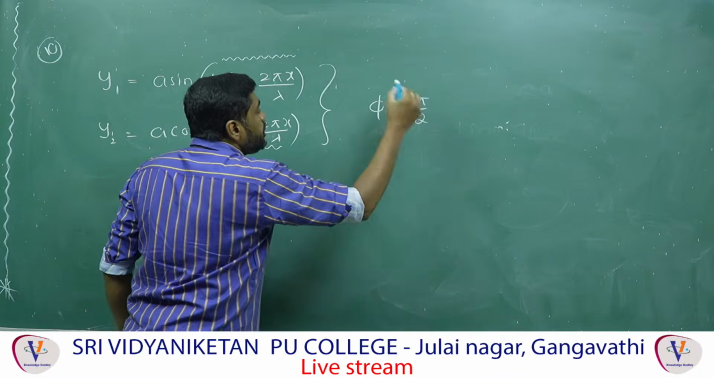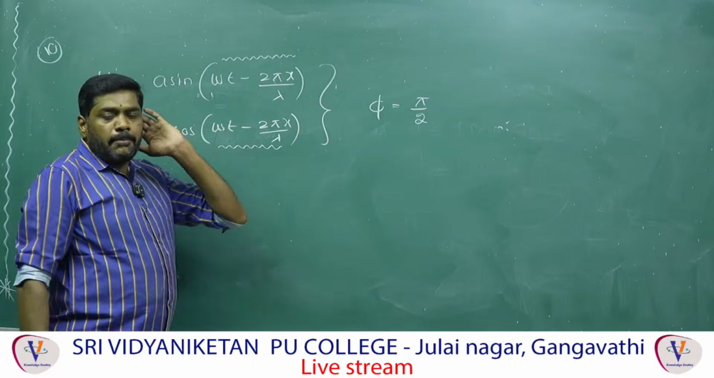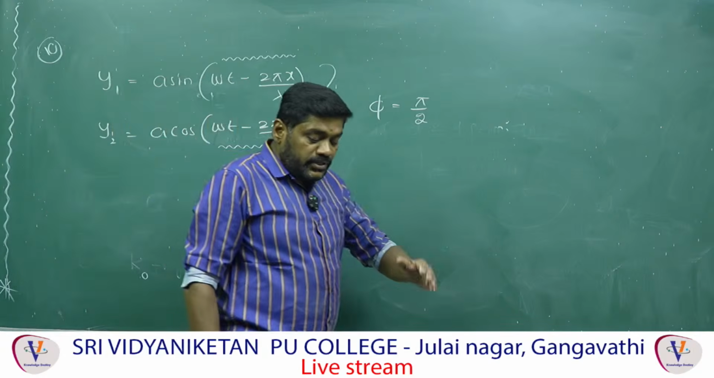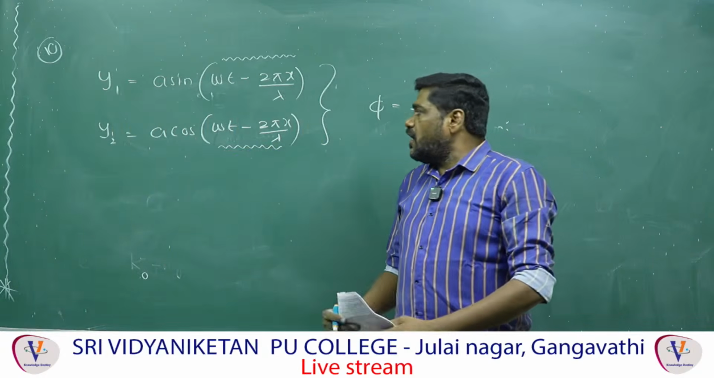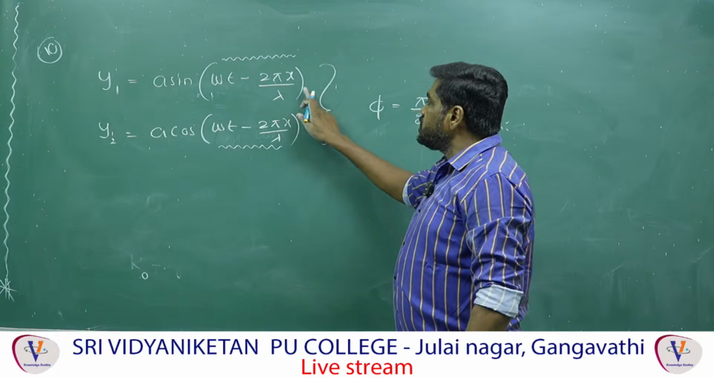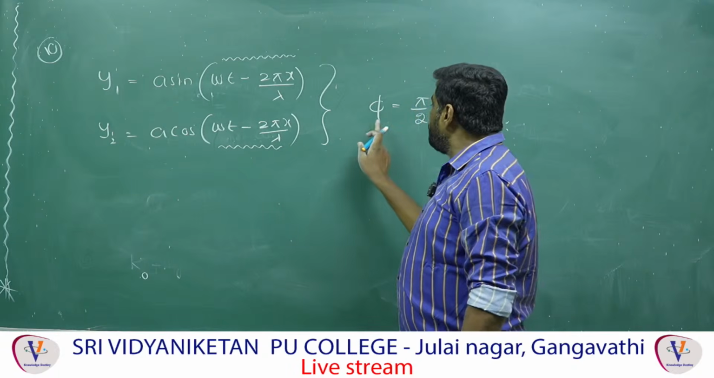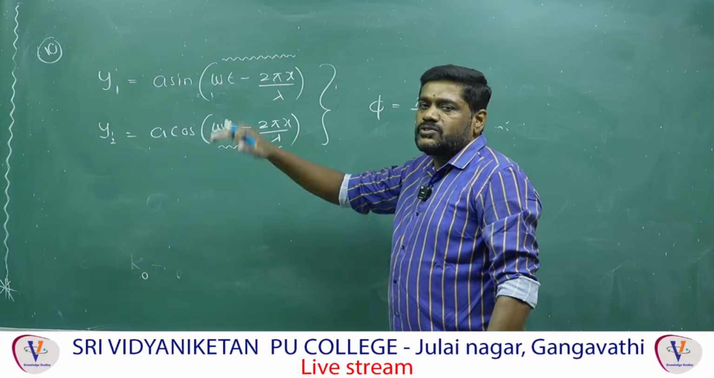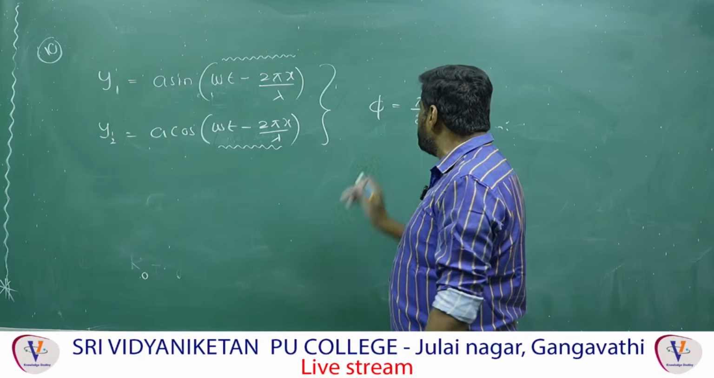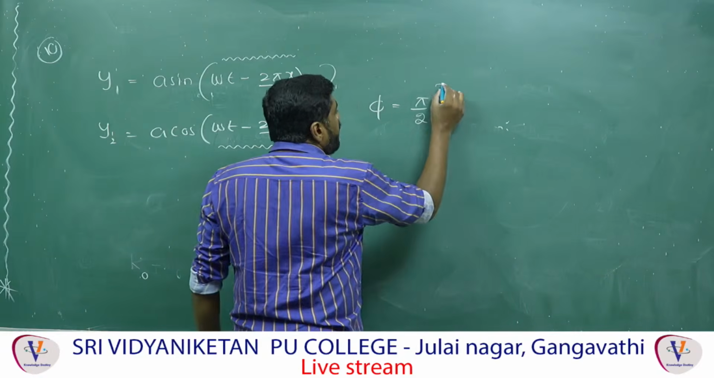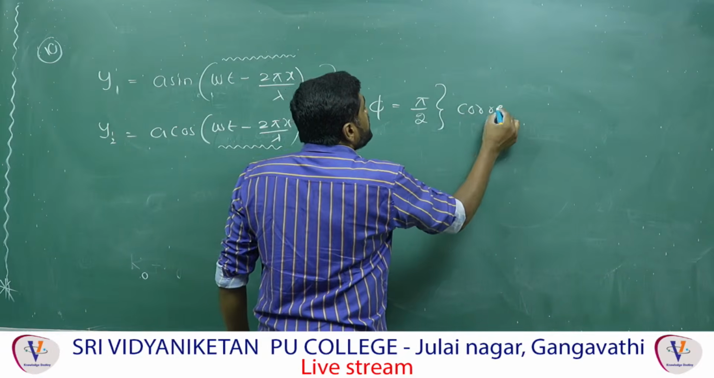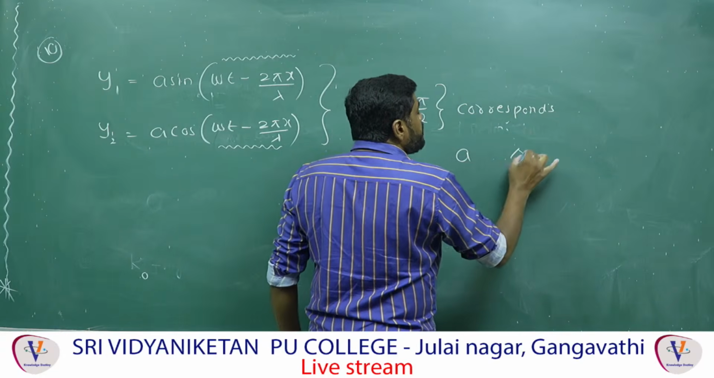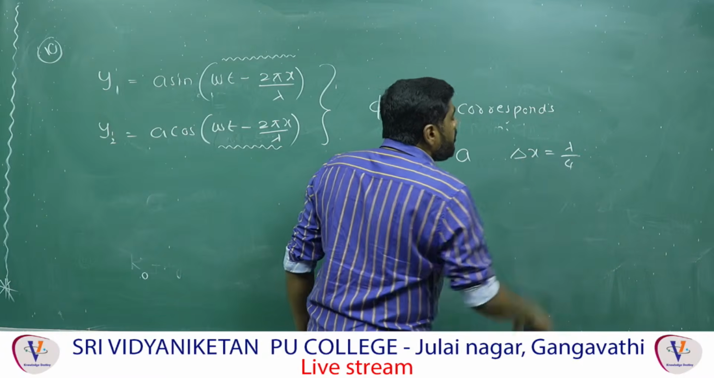pi by 2. The phase difference is pi by 2. Between these two functions, one is sine and one is cos, and both have the same angular displacement, omega t minus 2 pi x by lambda. The phase difference, between sine and cos, we have to convert cos into sine or sine into cos. Therefore, the phase difference is pi by 2, and this always corresponds to a path difference of delta equal to lambda by 4 only.